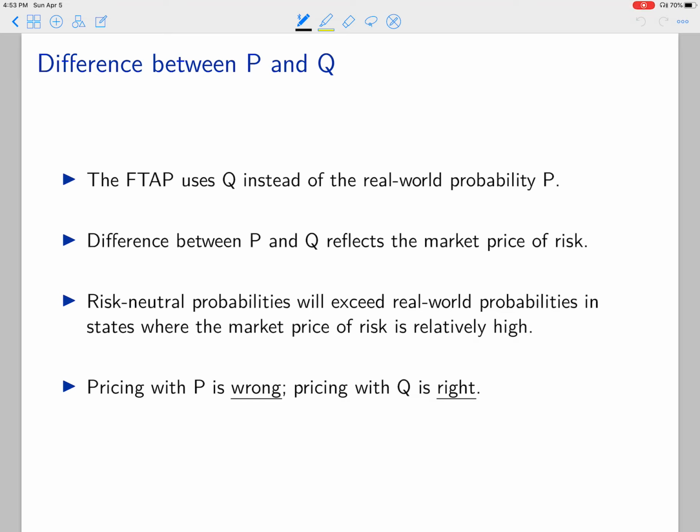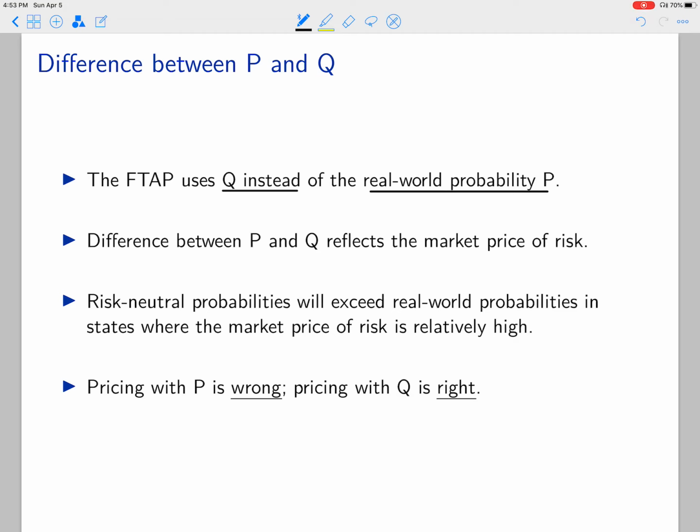One of the counterintuitive and important features of the FTAP is that it uses these synthetic risk-neutral probabilities, these Q probabilities, instead of what we normally think of as real world or P probabilities. In your other finance classes, you've dealt with P probabilities, or real world probabilities. These are the actual likelihoods of events occurring. For example, the actual likelihood of it raining tomorrow.